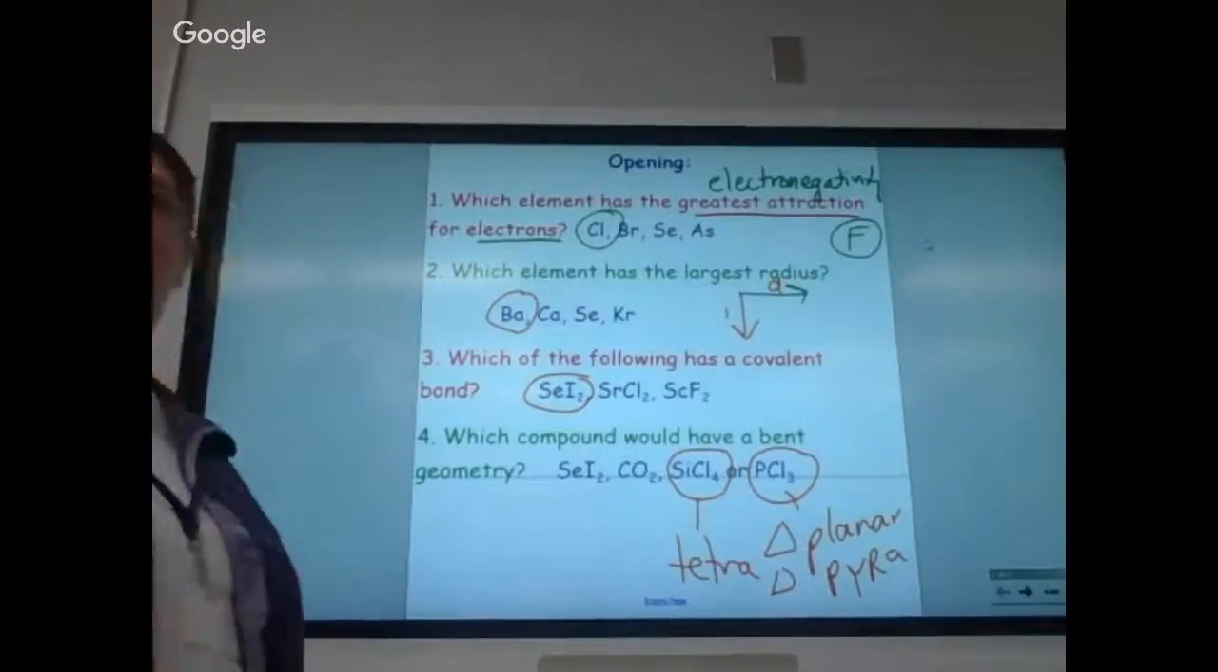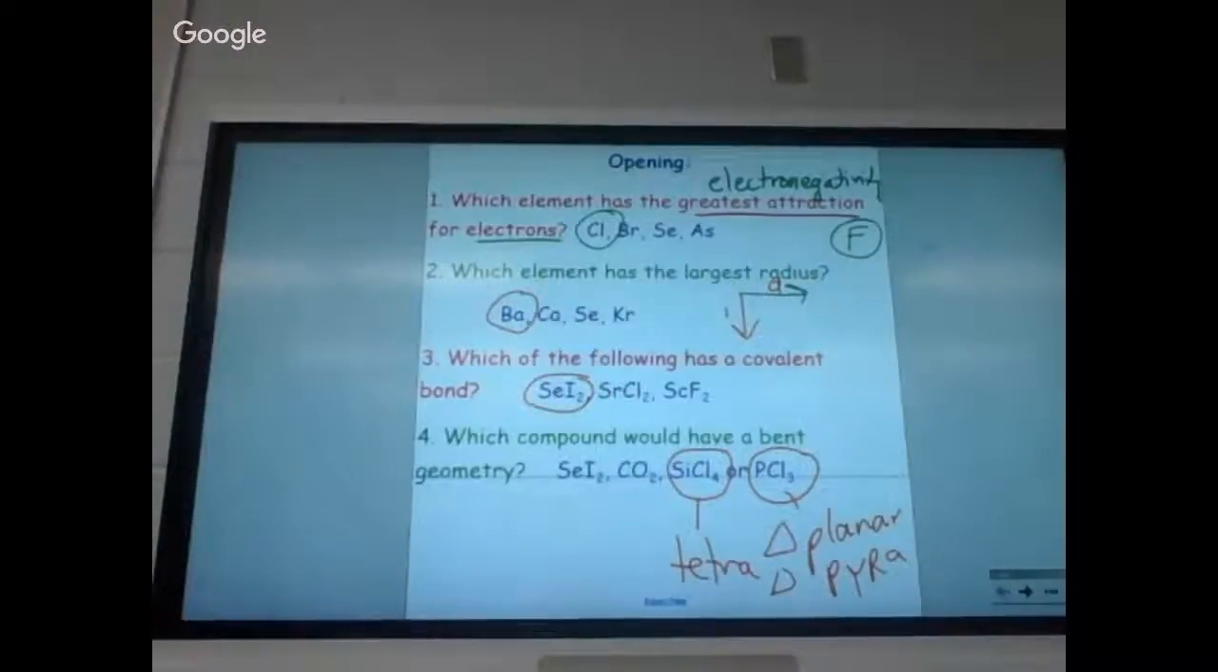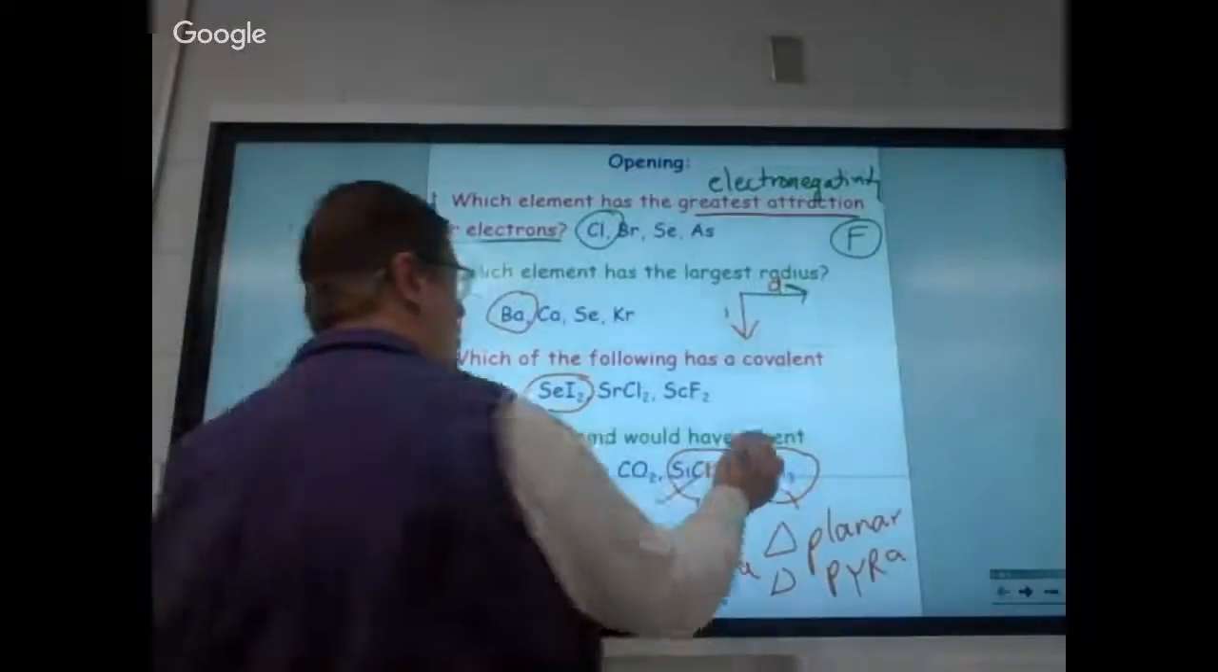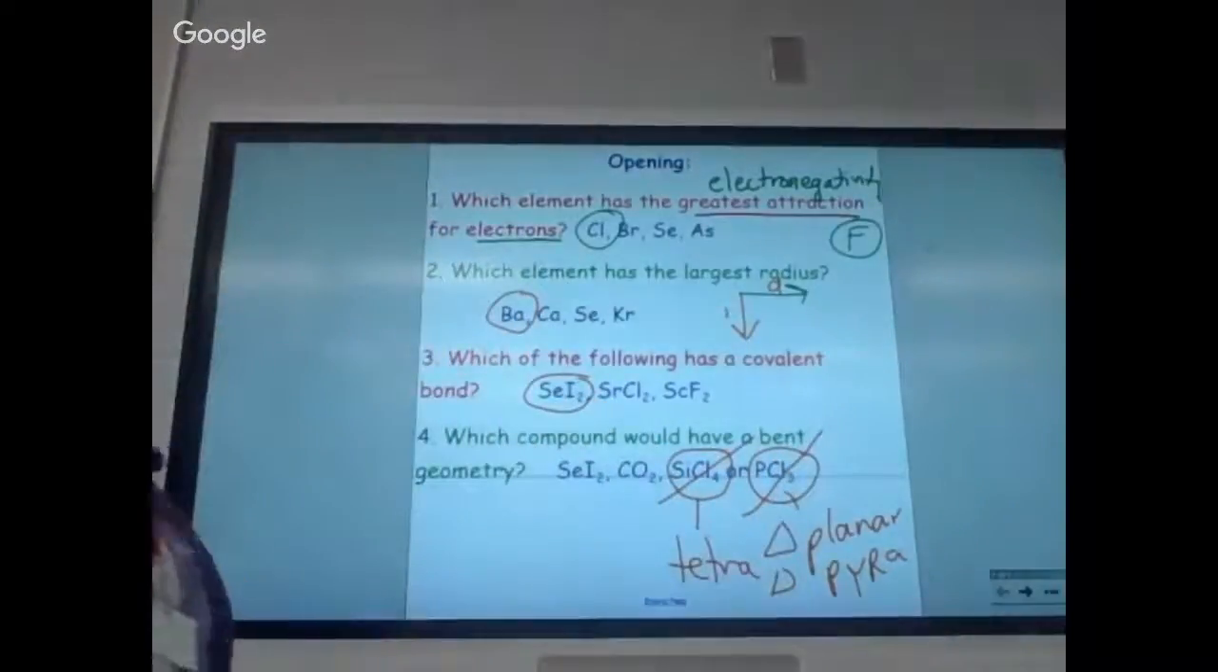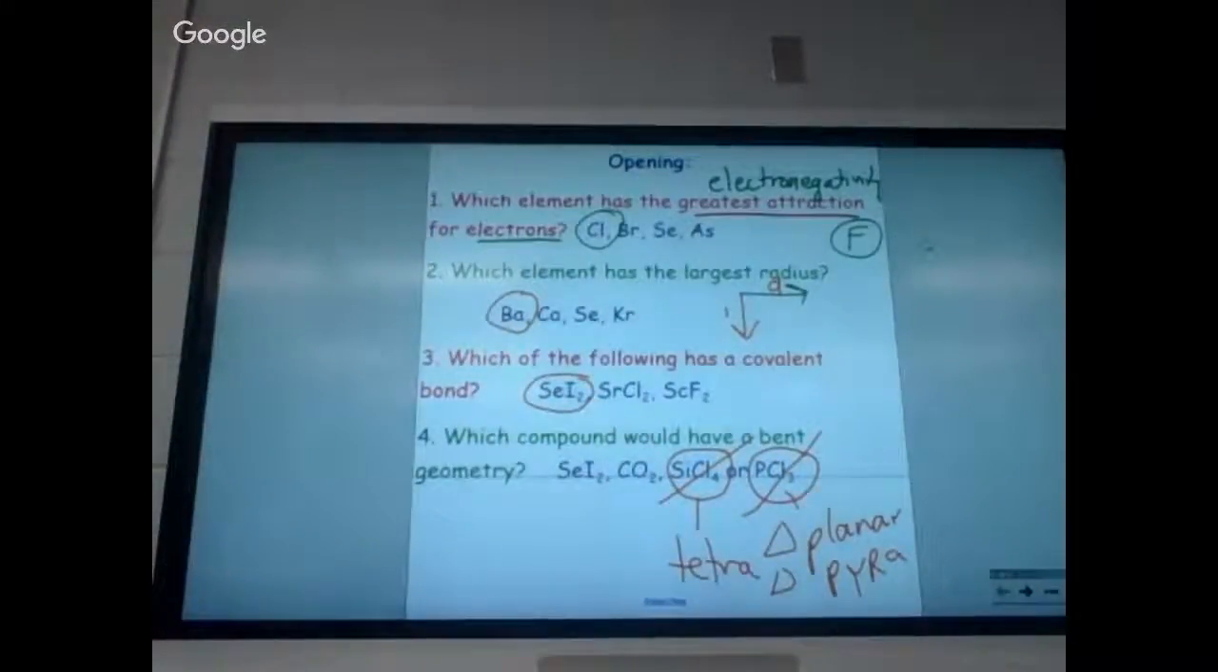The ones that had 5 and 6 will not be on the exam. 6 is octahedral. It won't be on the exam. The two expanded octets will not be on the exam. So you've at least eliminated those two from your choices. Now, from there, you're down to these two. You have to know, based on lone pairs, who's bent.